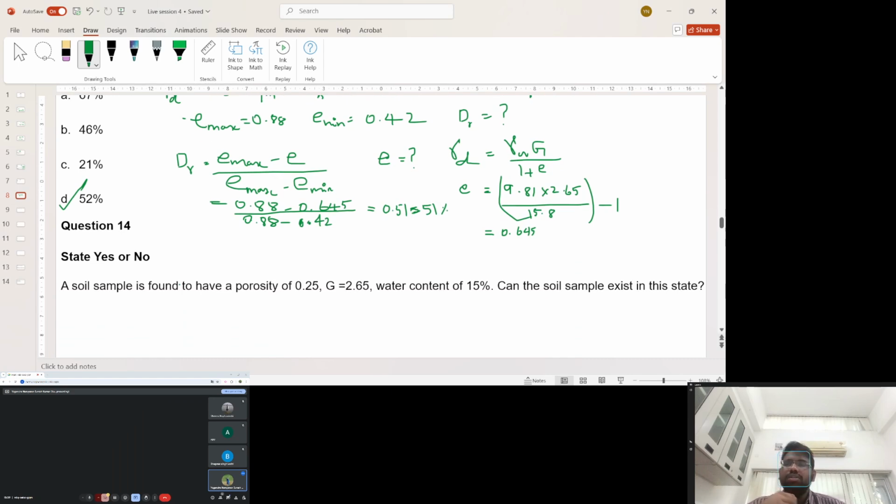A soil sample is found to have a porosity of 0.25, a specific gravity of 2.65, and a water content of 15%. Can a soil sample exist in this state? How will you determine whether the soil sample can exist in this given state or not? How can we approach this problem? Any idea?